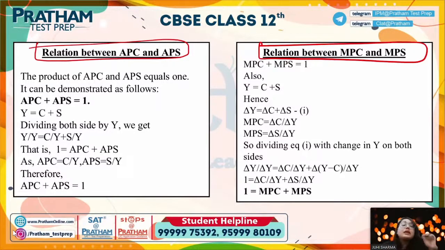Okay, now you need to understand one thing: if I talk about APC and APS, then that is always equal to 1. Average propensity to consume plus average propensity to save, if you add them, you will always get 1. So that is one thing. Average propensity to consume plus average propensity to save is always equal to 1. See, we know that Y is equal to consumption plus savings. Income is equal to consumption plus savings.